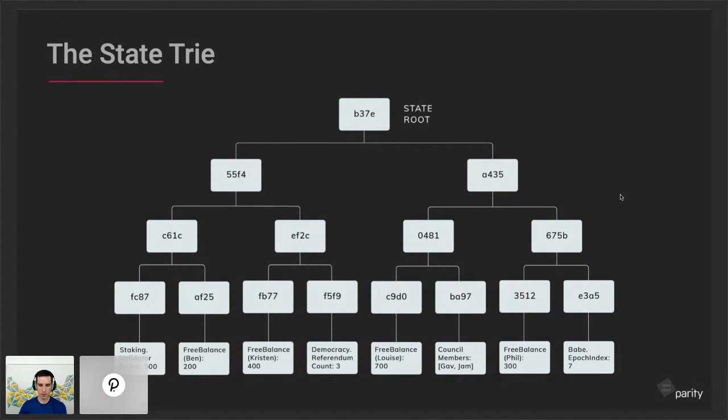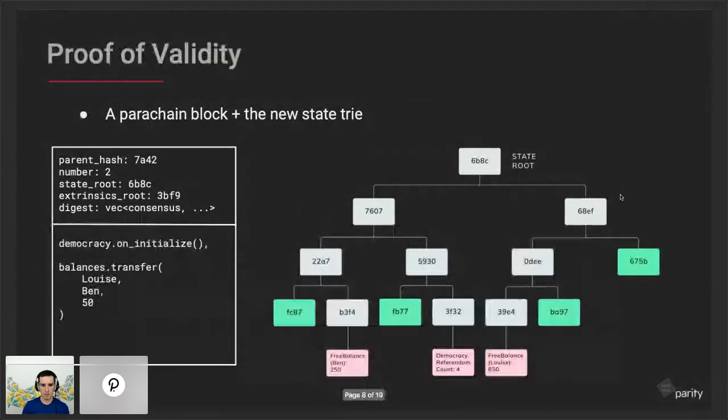And then you take the two hashes that are next to each other, you concatenate those, and you take the hash of those, and then you just keep doing that until you get all the way up to a state root that represents the whole tree. So in this proof of validity, it's really just going to be two things. It's going to be the parachain block and then some pruned state tree.